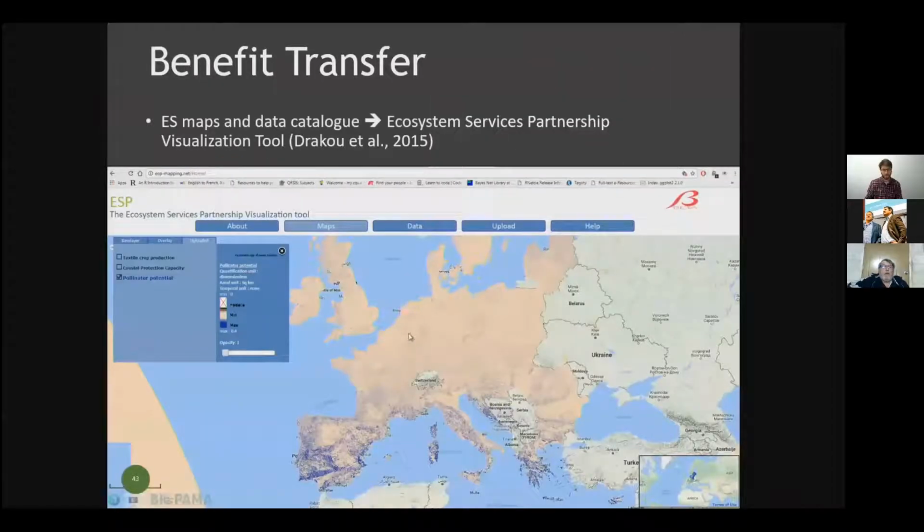There's actually a website that has been created to compile all the valuation studies that have been done worldwide, and yeah, that's espmapping.net. That's actually to facilitate this benefit transfer exercise for people who would be looking specifically for all the studies about forest or all the studies about coral reef ecosystems. Well, they can find that here, or they can also find studies based on a certain type of ecosystem services, for example.